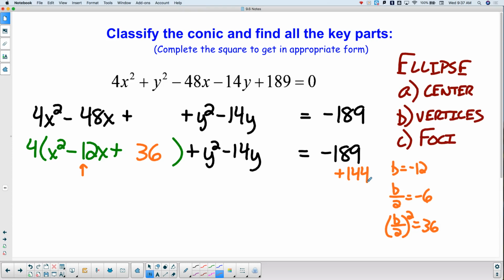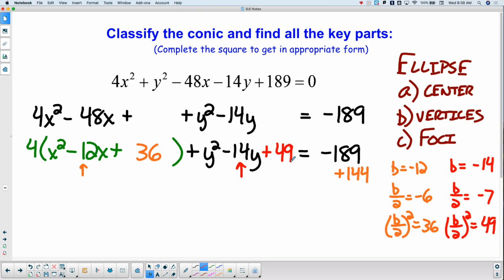Yes? Okay. Now, look at this b. What's that b for the y's? -14. What's that b divided by 2? -7. What's that b divided by 2, quantity squared? 49. So in this gap, I've got to add 49, which means on the other side, I've got to add 49, because that one's not in a set of parentheses.